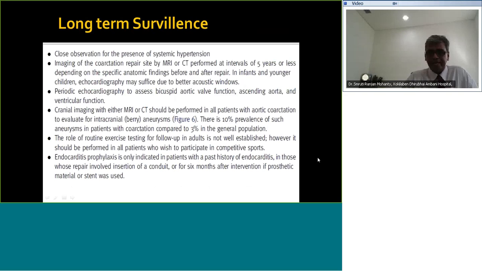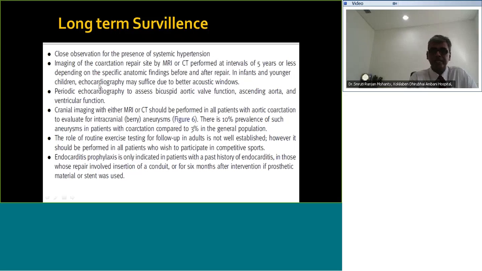It's very important after any type of coarctation repair, whether by balloon or stenting or by surgery, to observe these patients for a long term. Remember, close observation for the presence of systemic hypertension. Imaging of the coarctation repair site by MRI or CT is performed at intervals of 5 years or less, depending upon specific anatomic findings before and after repair.